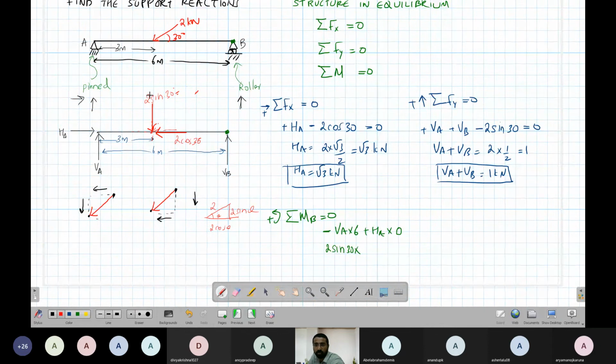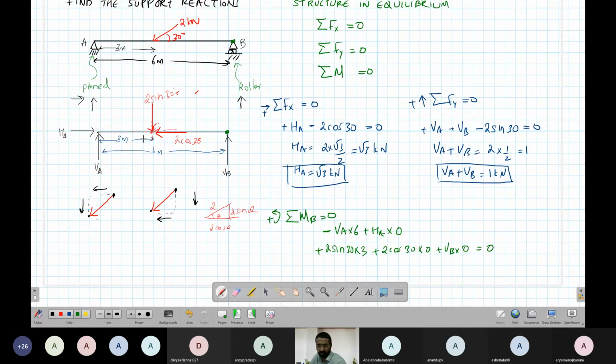So 2 sine 30 into 3, it is in anti-clockwise direction. Times 3, it is in anti-clockwise direction. Then 2 cos 30 into 0, because it is passing through this point. Then VB into 0. So the summation of all the forces should be equal to 0 about any point.